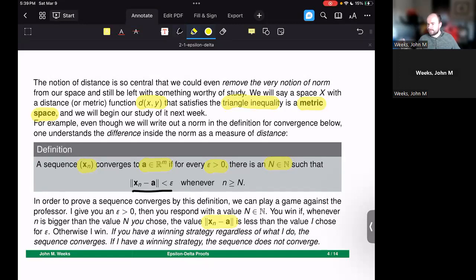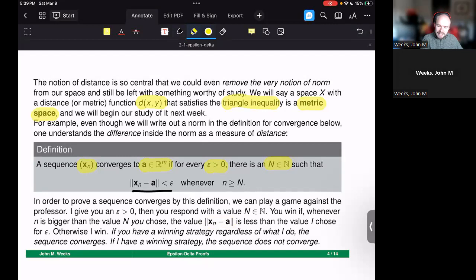Otherwise, I'm going to win. So if you were unable to come up with a value of n that made this work, I'm going to win instead. Now, there's a notion of winning and losing in different cases, right? Because you could have just chosen the wrong value of n. You'd be like, hold up, let me rewind and see if this n is better.